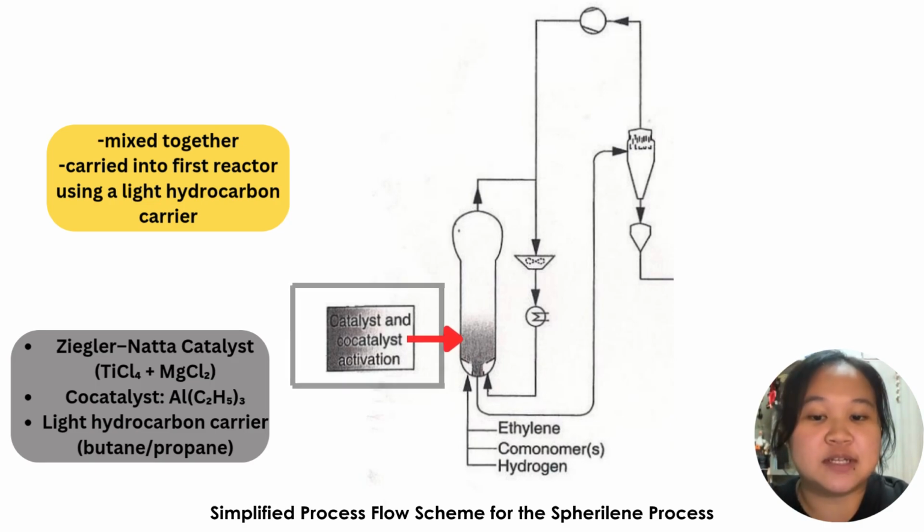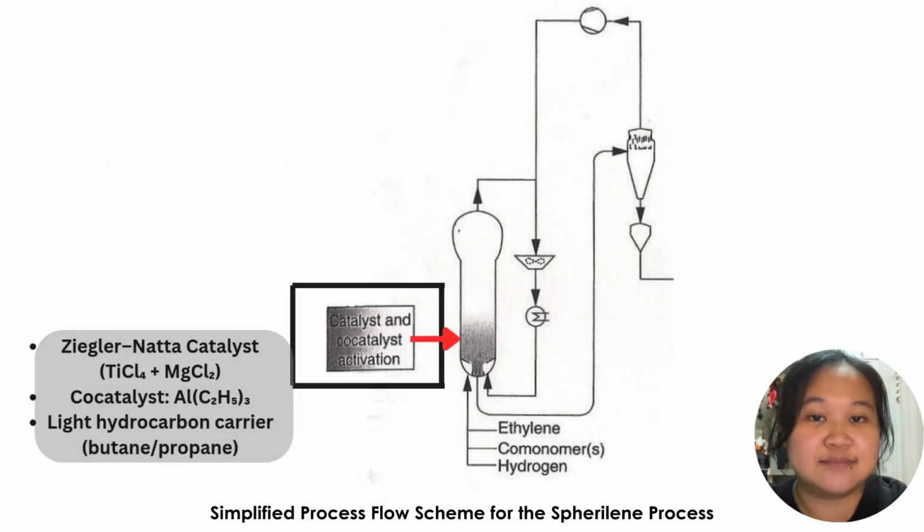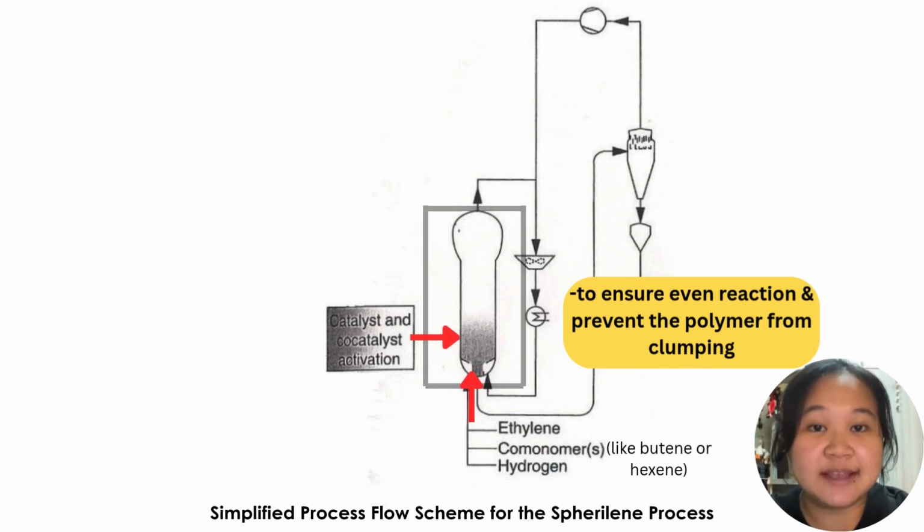Each catalyst particle acts like a tiny microreactor. Polymerization starts right on its surface, forming small, spherical polymer grains. Next, the activated catalyst enters the first gas phase fluidized bed reactor.